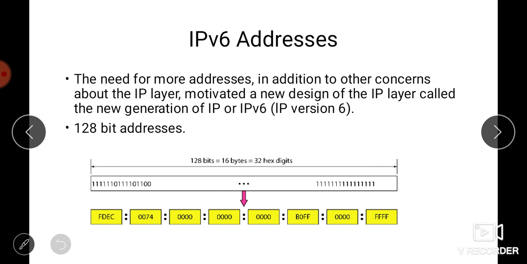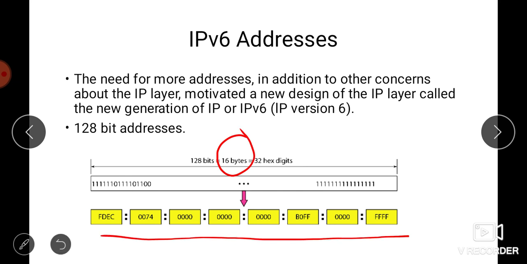The need for more addresses, in addition to other concerns about the IP layer, motivated a new design of the IP layer, known as the new generation of IP, or IPv6, that is IP version 6. We have 128-bit addresses. This is the notation of an IPv6 address. 128 bits means 16 bytes, so we have 32 hexadecimal digits. These are the 32 digits.